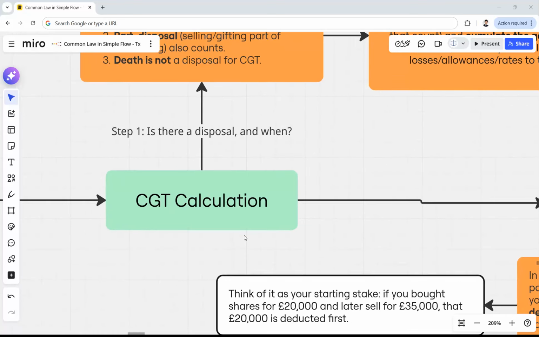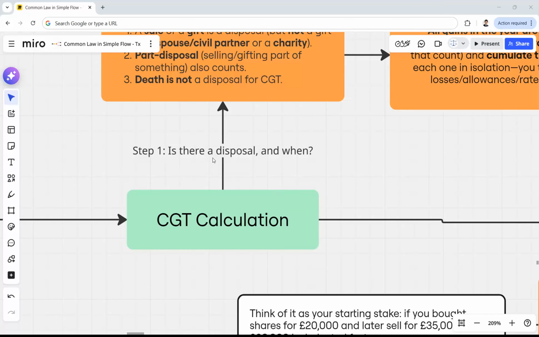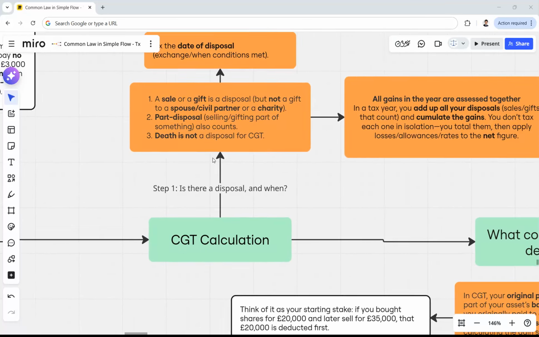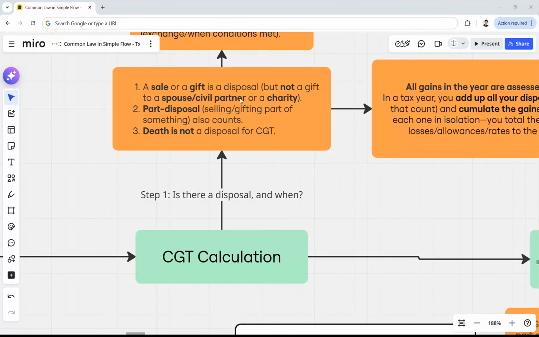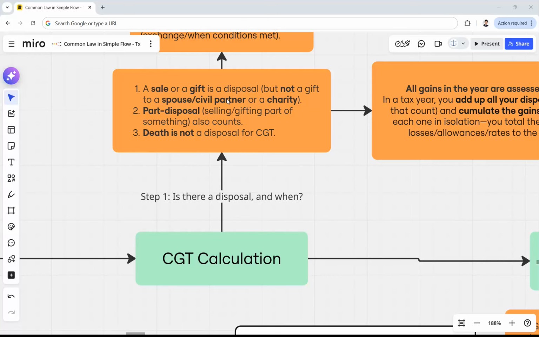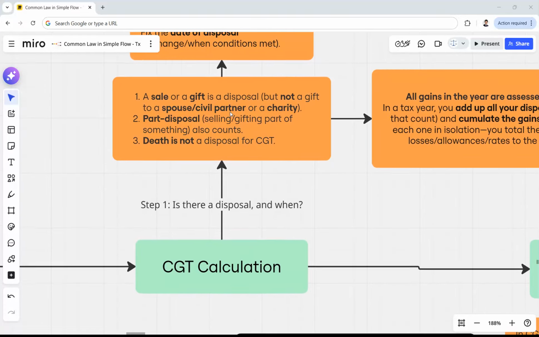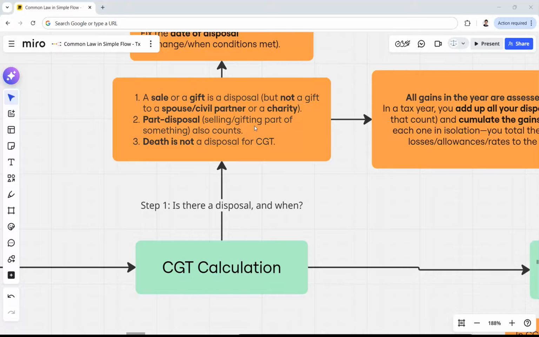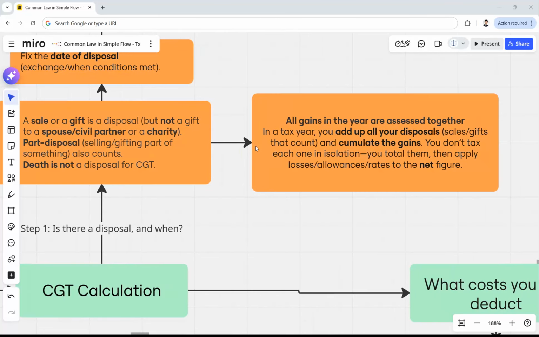So, CGT calculation. Step 1: Is there a disposal, and when? A sale or a gift is a disposal, but not a gift to a spouse, a civil partner, or a charity. So if you're gifting to your partner or spouse, then it will not be considered a disposal. Part disposal, selling or gifting part of something, also counts. Death is not a disposal for CGT.